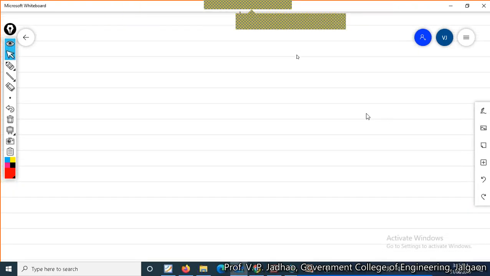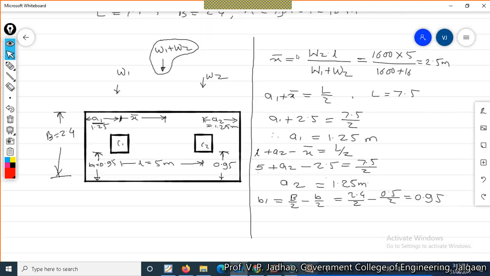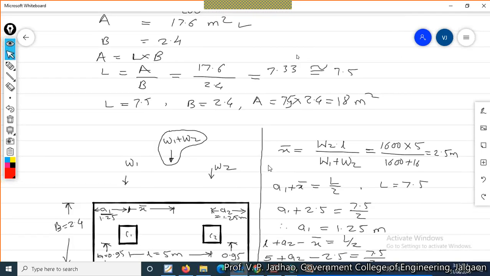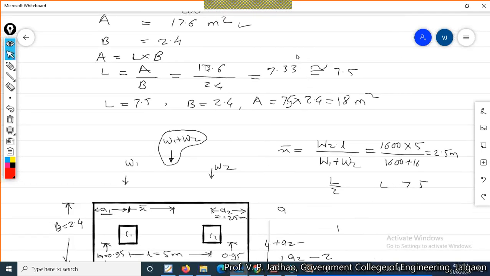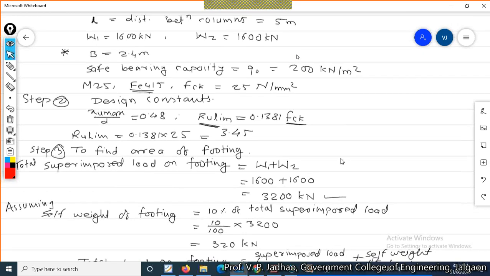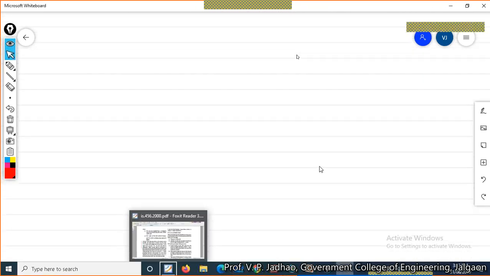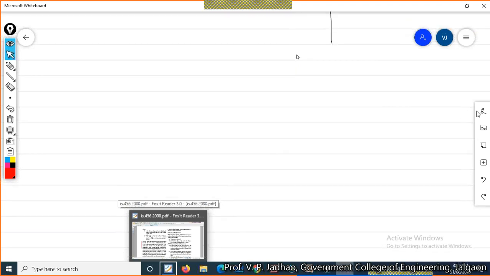Calculate the factored soil pressure on the footing. We have to calculate the footing. So the next step number is, I think, step number 3. Just a minute, let me check. Step number 3 is done. The next step is step number 4. Now step number 4.